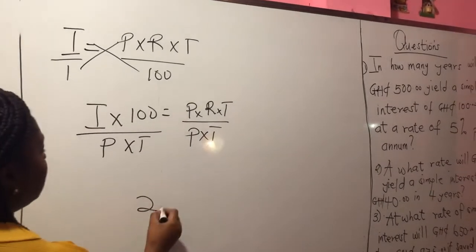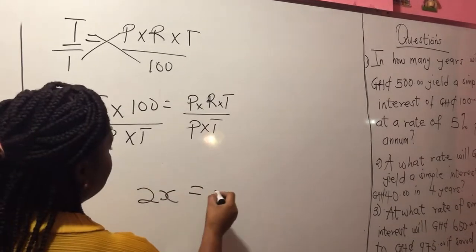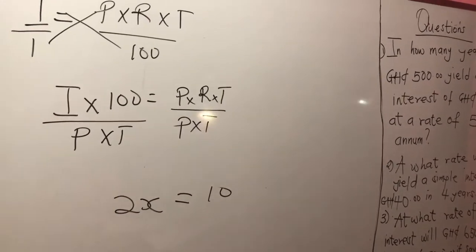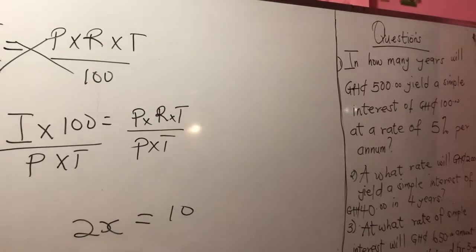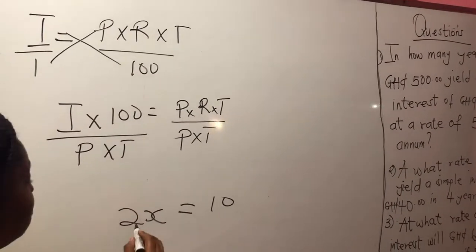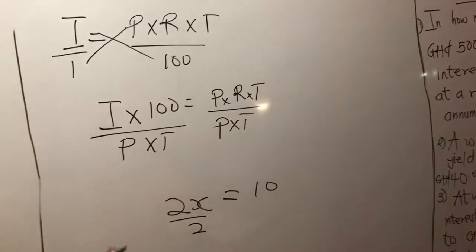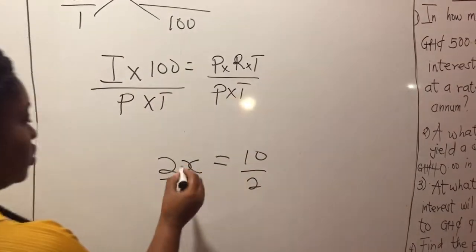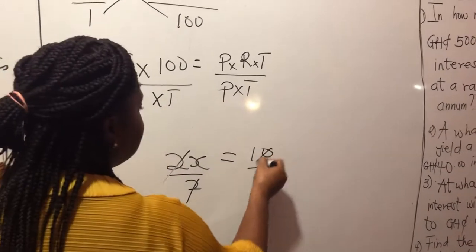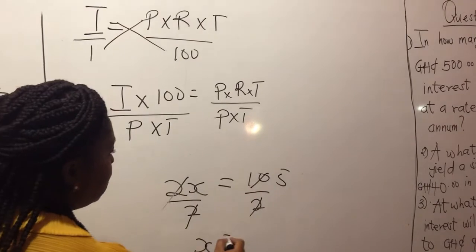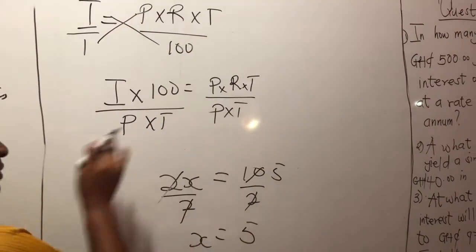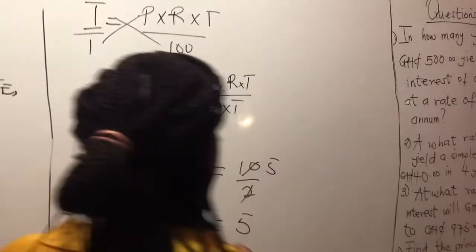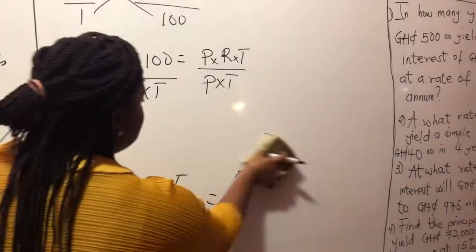You remember, when you have a variable x all over 10, and you want this x to stand on its own, that means you have to divide through by what? 2. And when you're dividing one side by 2, you also have to divide the other side too by the 2. So 2 cancel 2, then here 5. So this x is equal to what? 5. So that's the same knowledge we are applying here. We don't learn to forget. Whatever we learn from class 1, we keep on applying them in JHS.